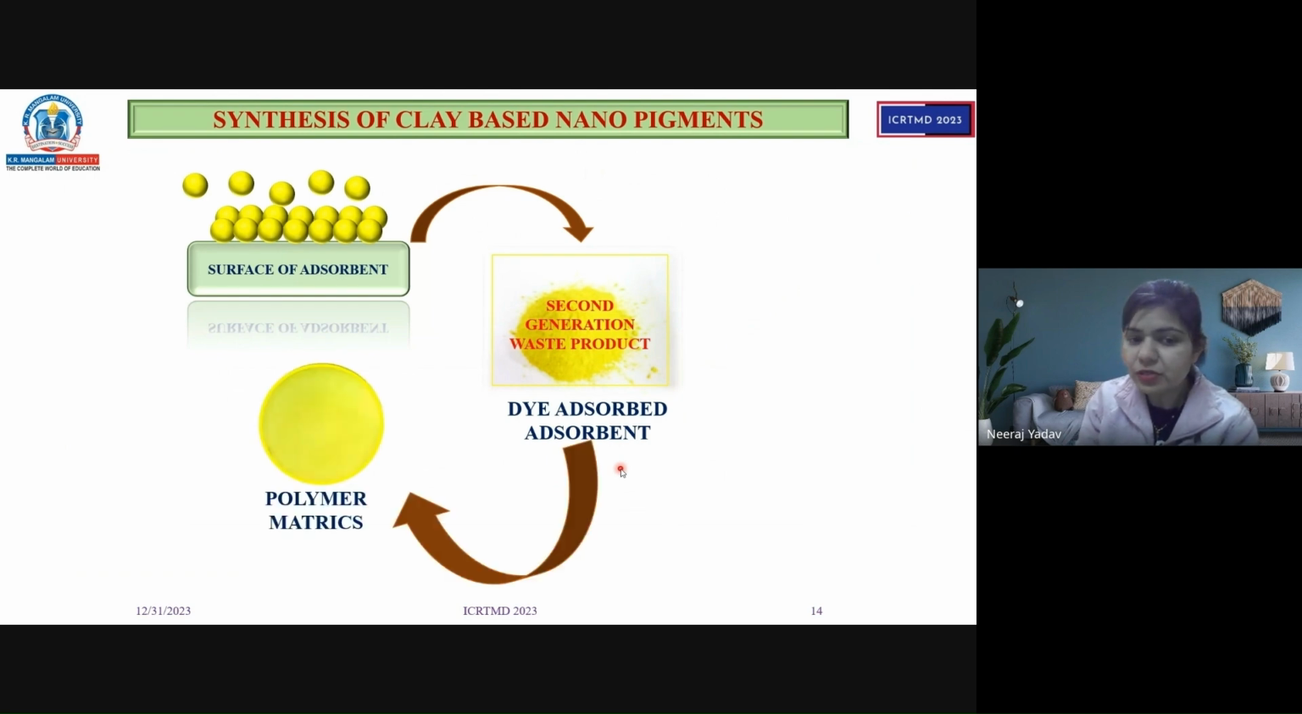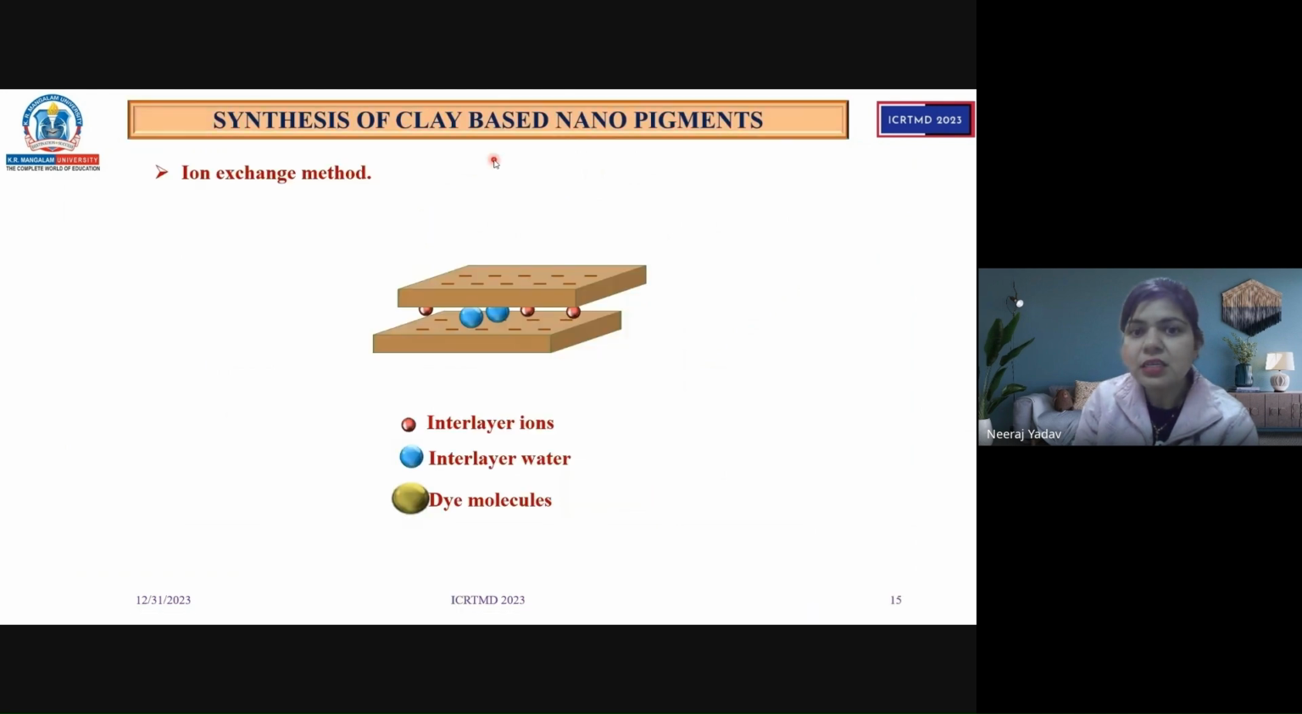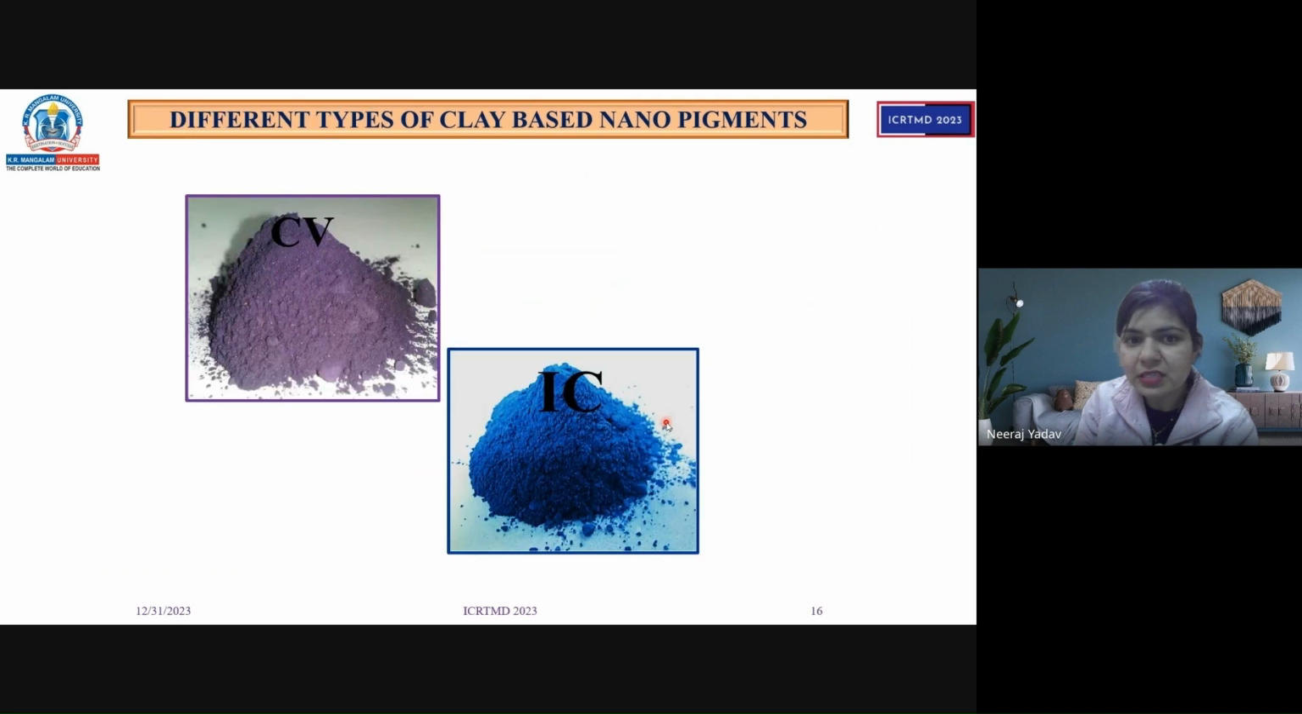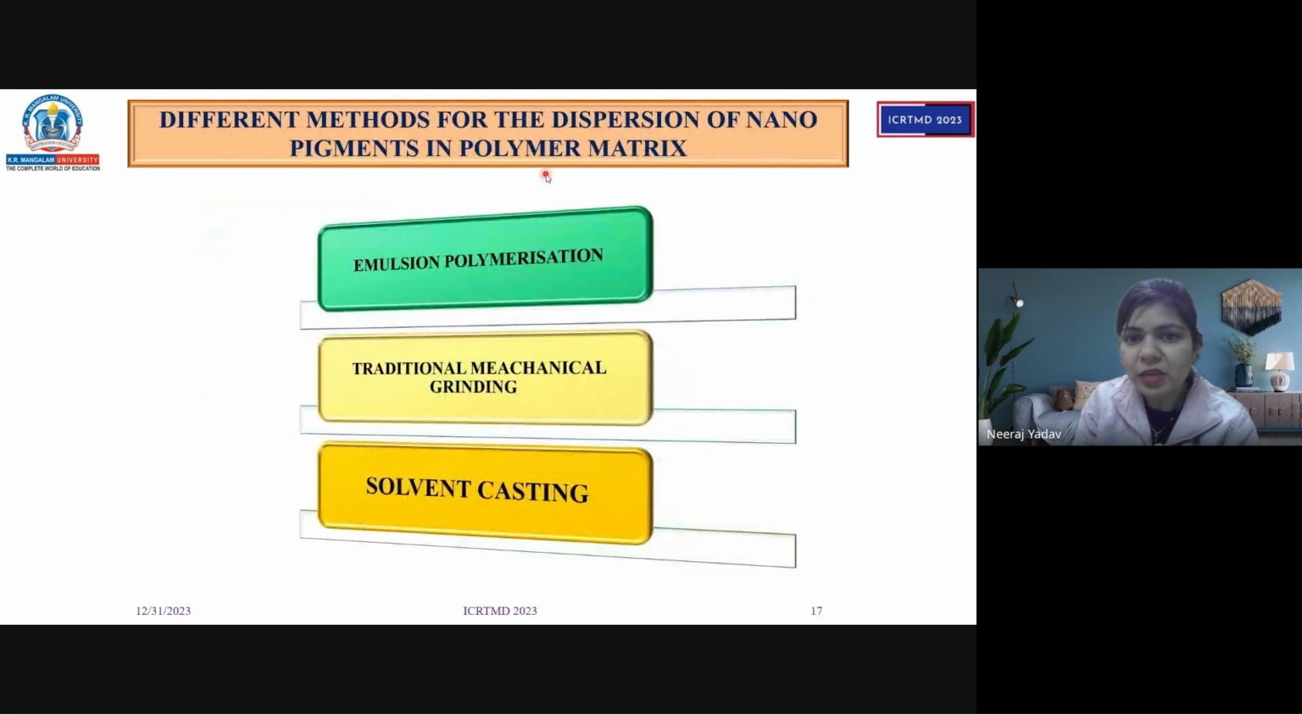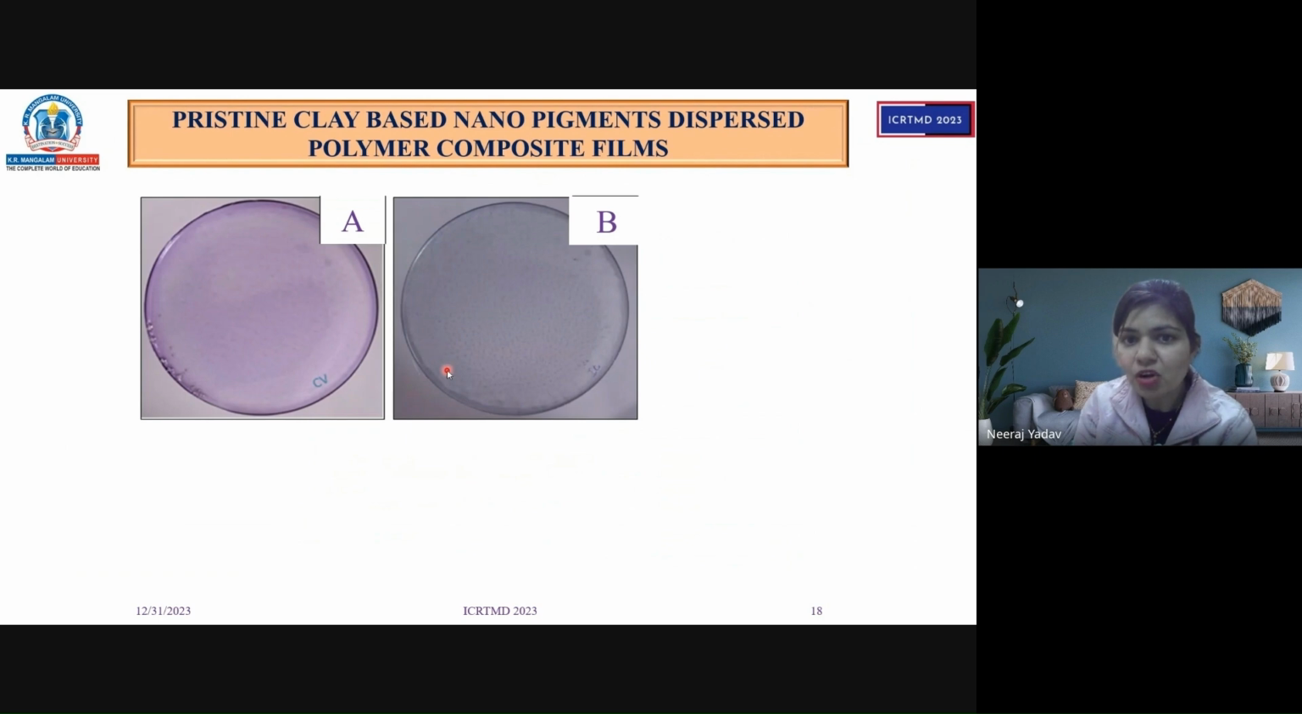So these can be used in the polymer matrix as the nanopigment, and these clay-based nanopigments can be synthesized through the ion exchange methods like this. And these nanopigments, you can see what we obtained here: this is the nanopigment of crystal violet dye, and this is the indigo carmine dye. These nanopigments were dispersed into the polymer matrix through the solvent casting method, and these are the polymer composite films.